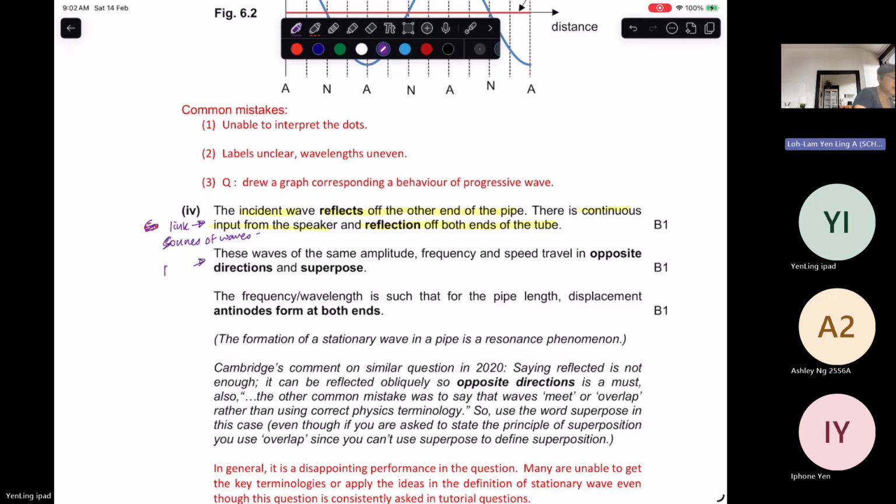And then we bring in the definition of the stationary waves. So this is why a stationary wave is formed, because you have waves of the same amplitude, frequency, and speed traveling in opposite directions. And what they do for the formation is they superpose together. All right. And lastly, we bring in the concept that this is a resonance phenomenon.